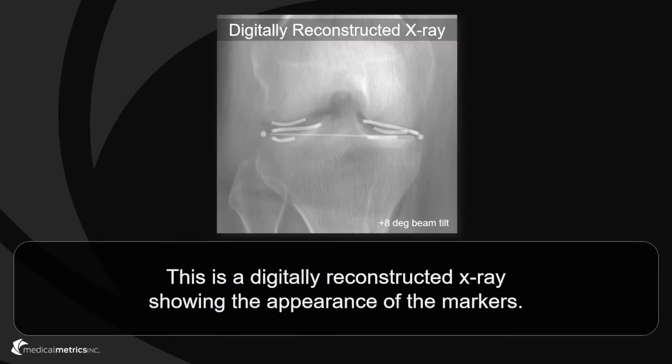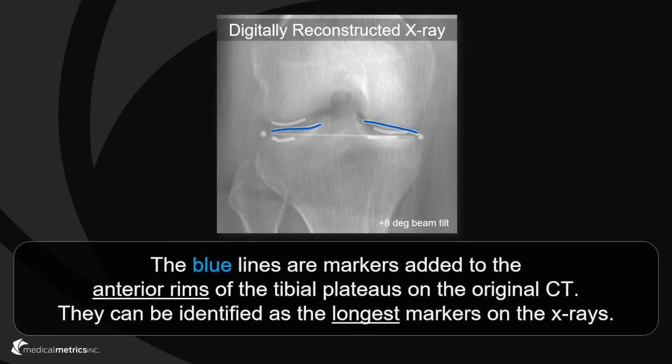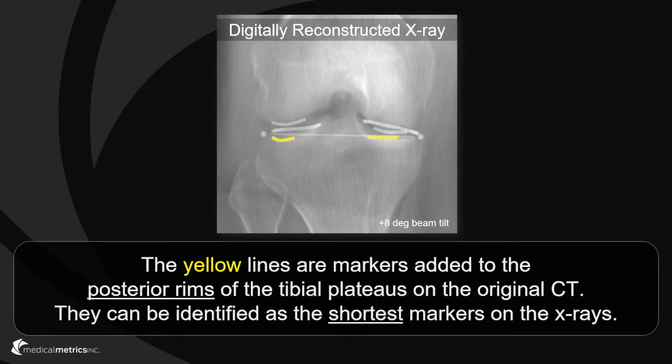This is a digitally reconstructed radiograph with 8 degrees of vertical beam tilt, showing the appearance of the markers. The blue lines highlight the markers added to the anterior rims of the tibial plateau. They can be identified as the longest markers on the radiographs. The yellow lines highlight the markers added to the posterior rims of the tibial plateau. They can be identified as the shortest markers on the radiographs.